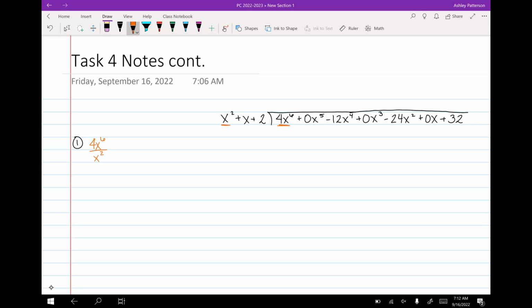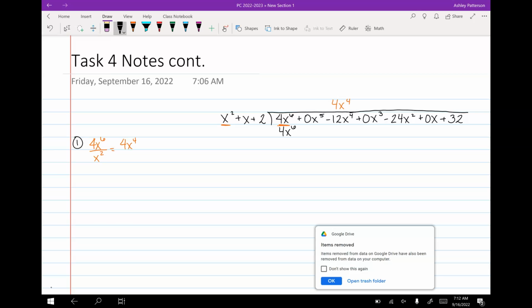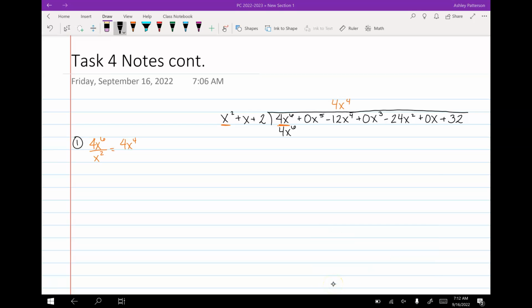And I talked about this with a few of you on Wednesday. You don't have to write it out like this. I do because it helps me to see what's reducing. And so I get 4x to the 4th. So that's going to go up here. And then we multiply through. So 4x to the 4th times x squared gives us 4x to the 6th. Remember that when we multiply variables that are the same bases, we add their exponents. So 4 plus 2 gives us 6. And then we get plus 4x to the 5th, and then plus 8x to the 4th.